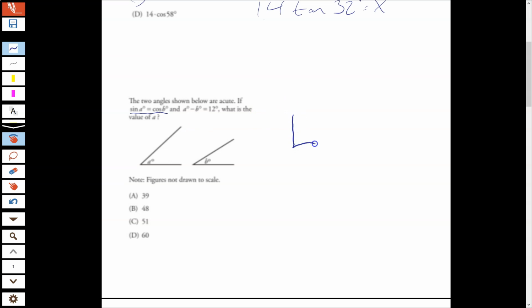Sine A equals cosine B. So let's say I have a triangle, and this is A. Sine A would be, we'll call this x, and we'll call this h for hypotenuse. Sine A would be x over h. Okay? Opposite over hypotenuse. If B is this other angle, cosine B is the same thing, right? Cosine B is adjacent over hypotenuse.